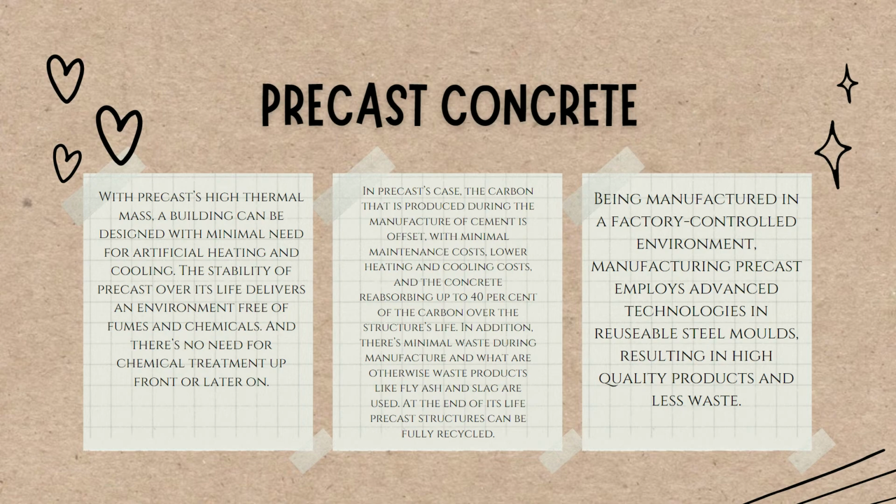In precast's case, the carbon that is produced during the manufacture of cement is offset, with minimal maintenance costs, lower heating and cooling costs, and the concrete reabsorbing up to 40% of the carbon over the structure's life. In addition, there's minimal waste during manufacture and what are otherwise waste products like fly ash and slag are used. At the end of its life, precast structures can be fully recycled.